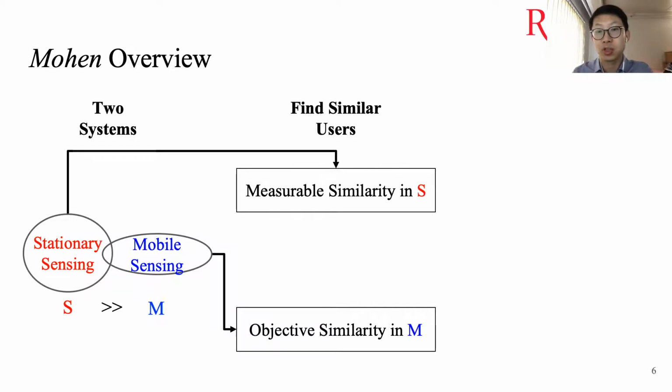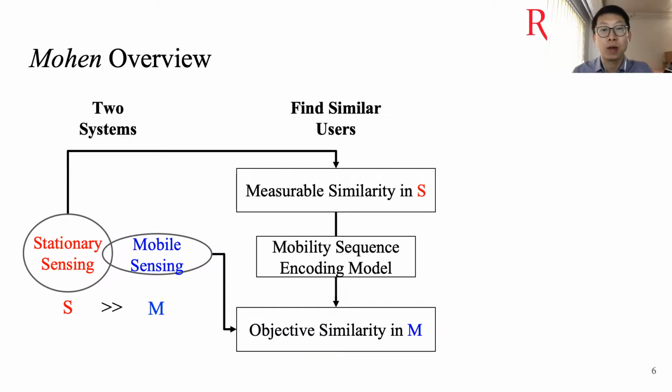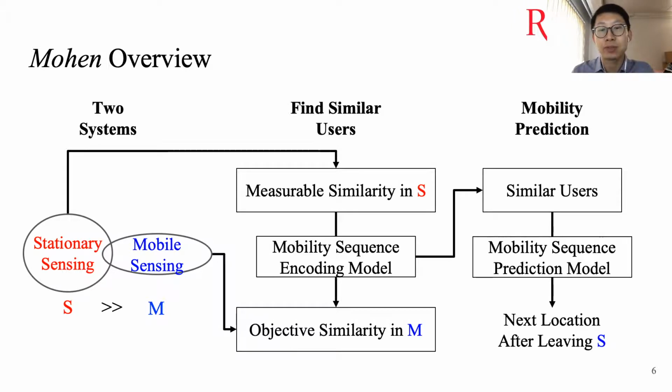To establish this bridge, we design a mobility sequence encoding model to make the measurable similarity approach the objective similarity. Then, based on the found similar users, we design a mobility sequence prediction model to infer the next location of users after leaving the coverage of stationary sensing. In this way, we virtually extend the sensing coverage of the stationary sensing system.